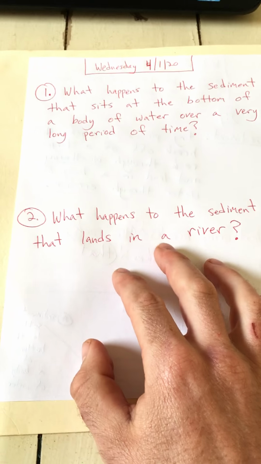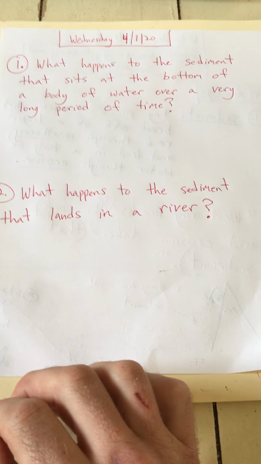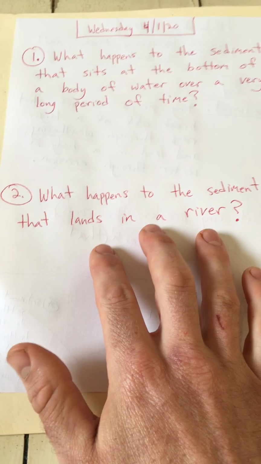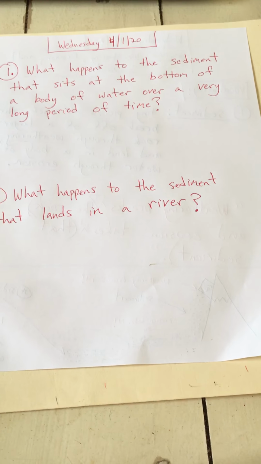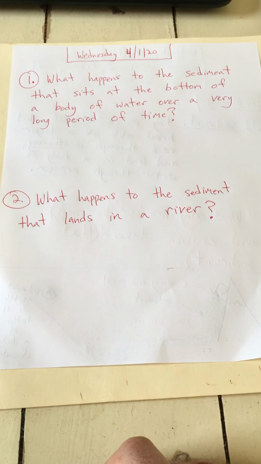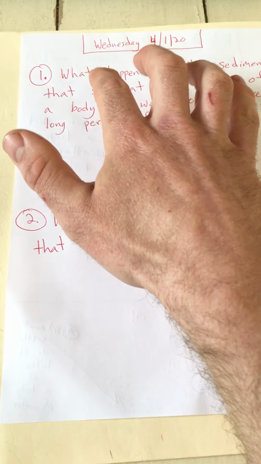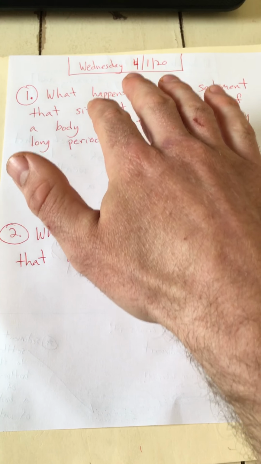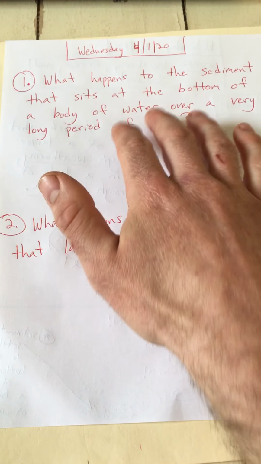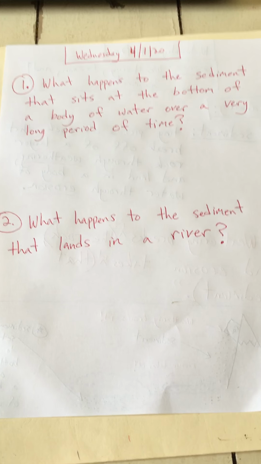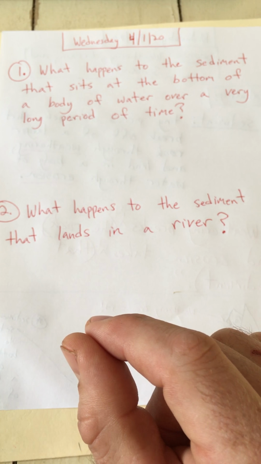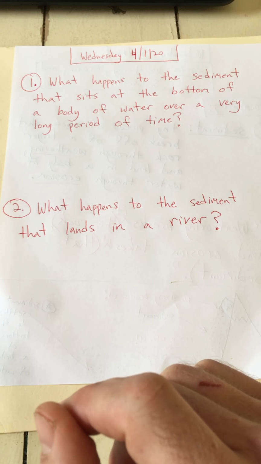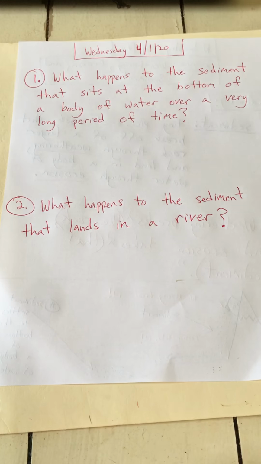And number 2, what happens to the sediment that lands in a river? A river is a little different because it is moving. If it lands in a pond or a body of water, we said it's going to sink to the bottom, so what's going to happen over a very long period of time? In a river, it's not necessarily all going to sink to the bottom. I want you to think about what's going to happen when it lands into the river.